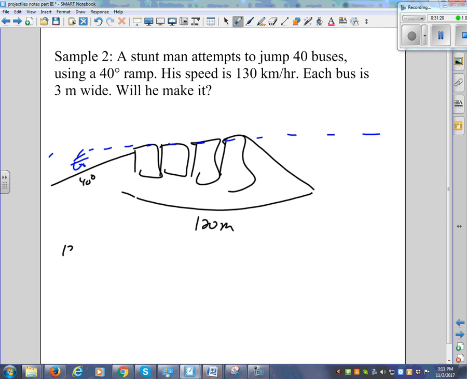Let's do 130 kilometers per hour divided by 3.6. That's 36.1. Please don't forget that step. That step is in there literally to give you a chance at an easy mark. Or just to ruin the whole calculation. Don't mess it up.